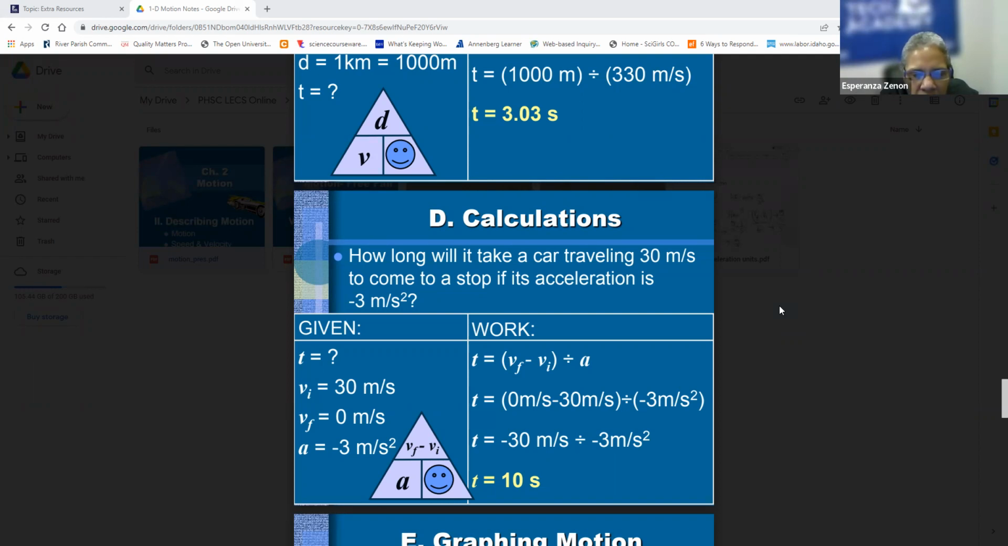So this car is slowing down and coming to a stop. That's what makes its acceleration negative in this case. Okay?